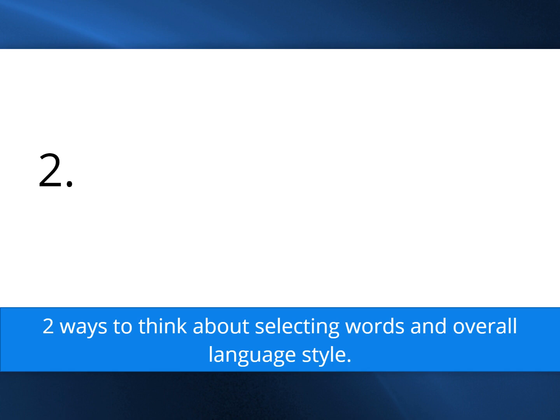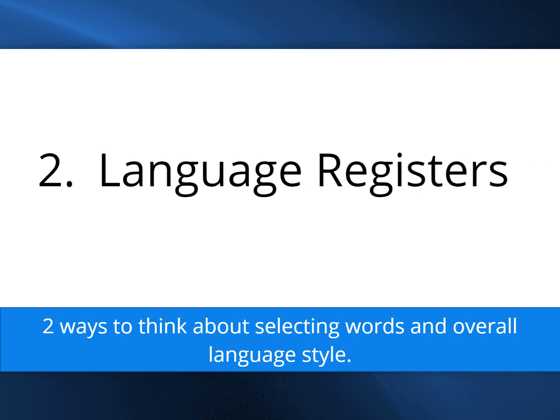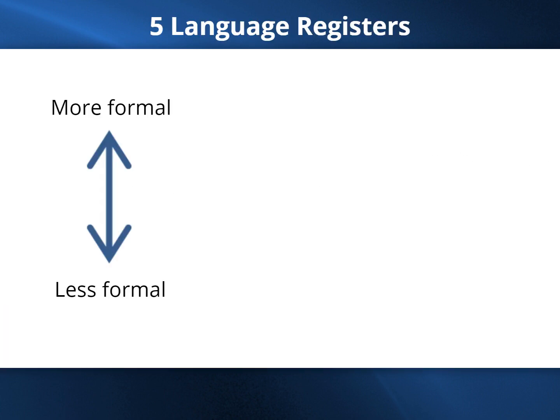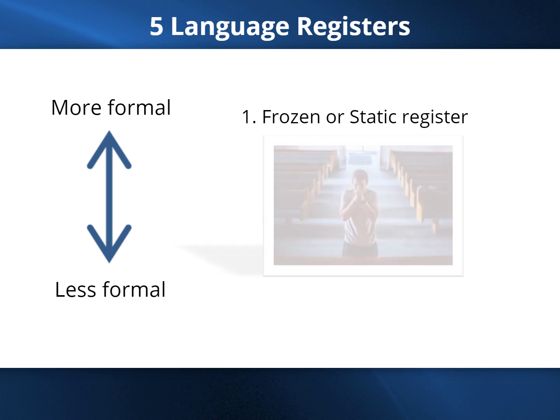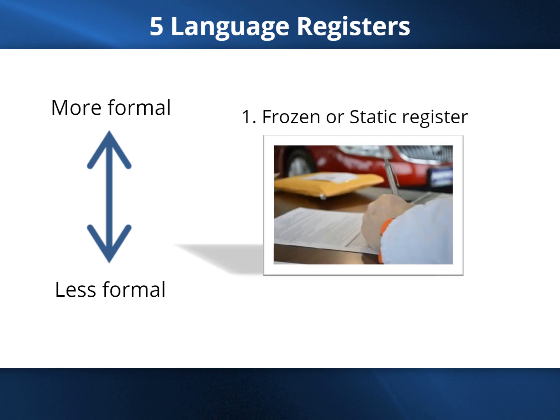The second way to think about selecting words and overall language is a more formal system that helps us pick what kind of language to use. It's called language registers. There are five language registers in English, but we are not likely to use all of them in class. Let's go through them. The highest language register is called the frozen or static register. These are like formulas we repeat without ever changing them. Traditional wedding vows, some prayers, and some legal documents use the frozen register, but it will not serve us in a modern English classroom.